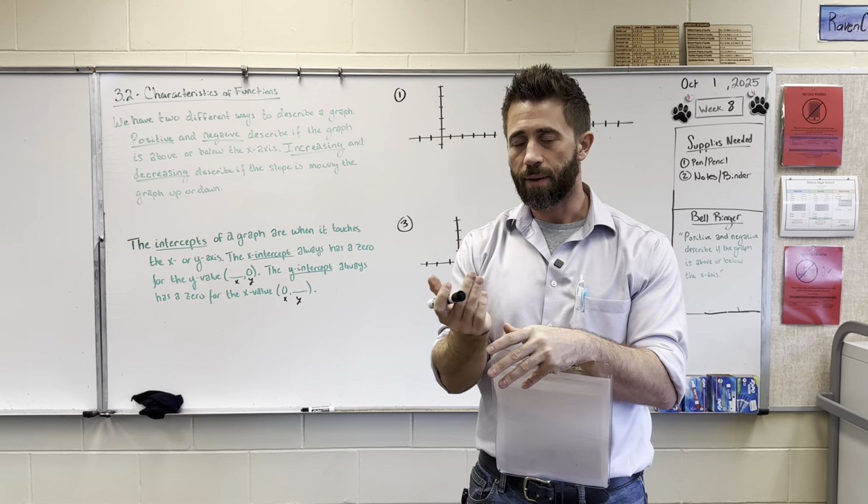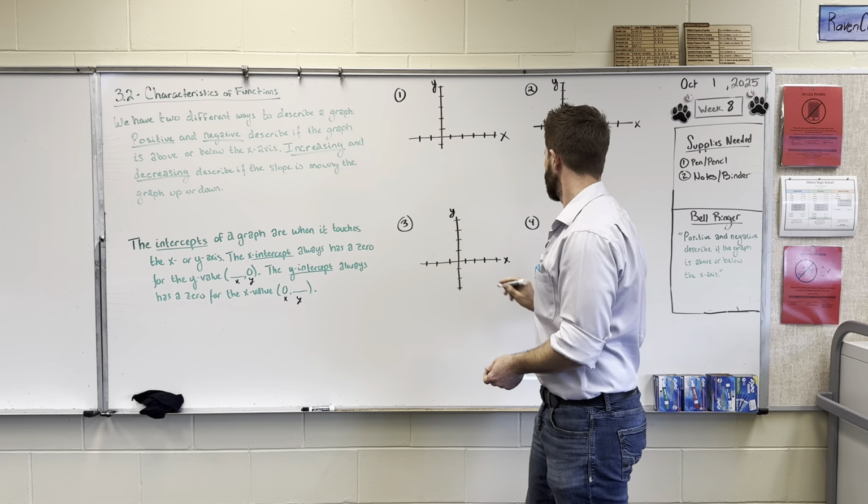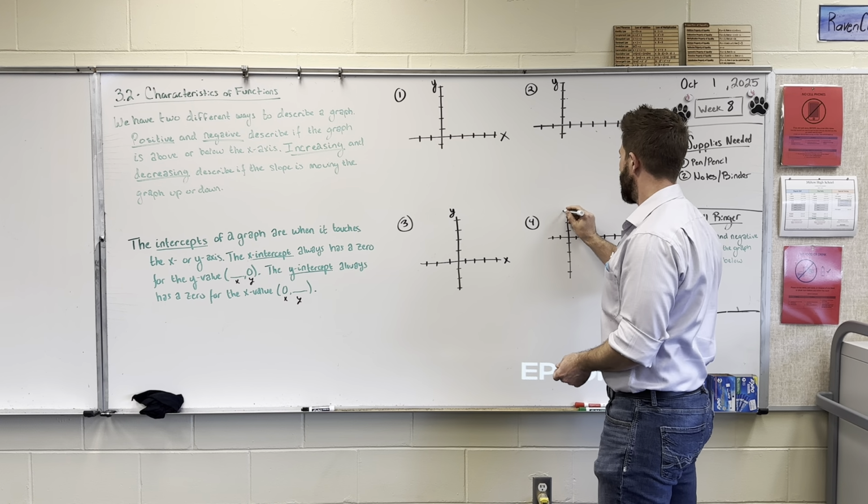Positive and negative describe if the graph is above or below the x-axis. So the first thing we need to know is, what is the x-axis? Is it the one that's horizontal or is it the one that's vertical? The x-axis is the one that is horizontal, which means the one that's vertical is going to be the y-axis. So I have a horizontal and a vertical axis. I'm going to go ahead and label all of my axes like that. So I have an x and I have a y.